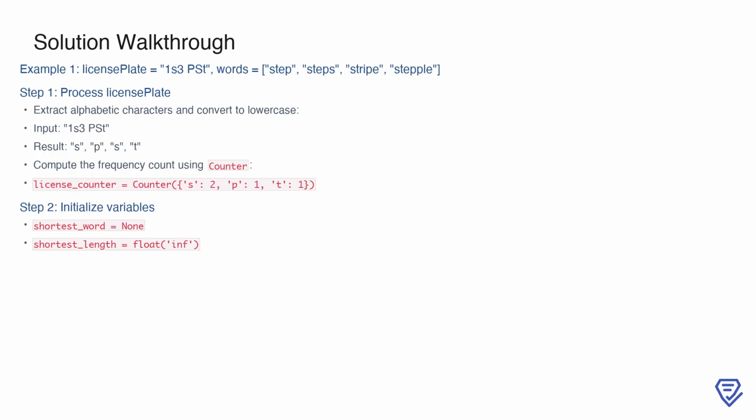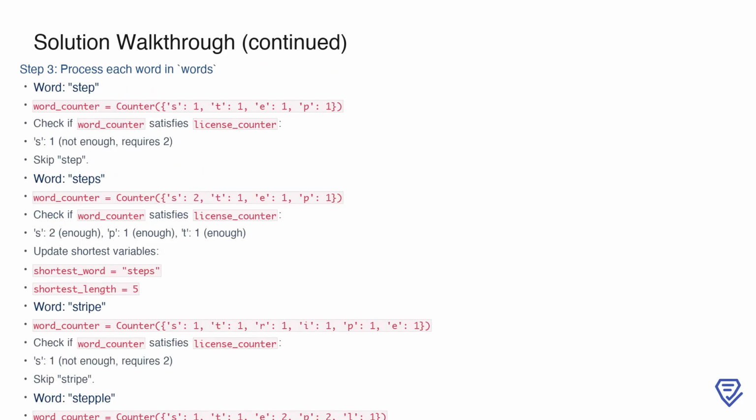After this, we initialize 2 variables, shortest_word, which starts as None, and shortest_length, which is set to infinity. These will help us keep track of the shortest completing word and its length as we process the list of words. Now, we process each word in the words array to check if it can complete the license plate requirements.